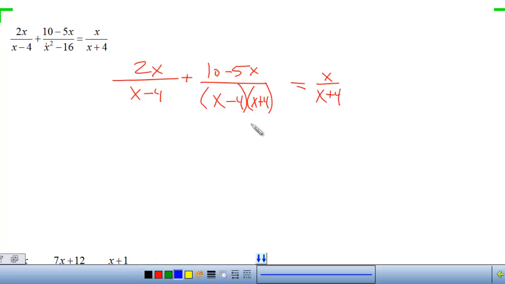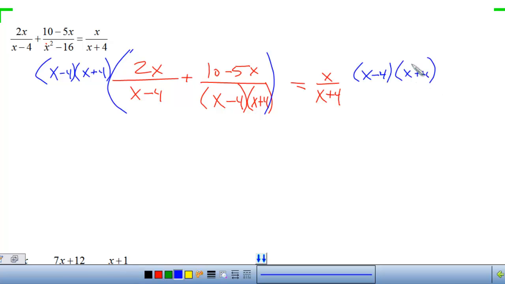So again, pretty easy to see the common denominator. They all go into this. So I'm going to go ahead and multiply both sides by that. So this is going to be x minus 4 times x plus 4 times this quantity. And then again over here, this times x minus 4, x plus 4. And what you're going to see happen is that I take these to this term, the x minus 4 cancels, so I get x plus 4 times the 2x. So that's going to be a 2x squared plus 8x.